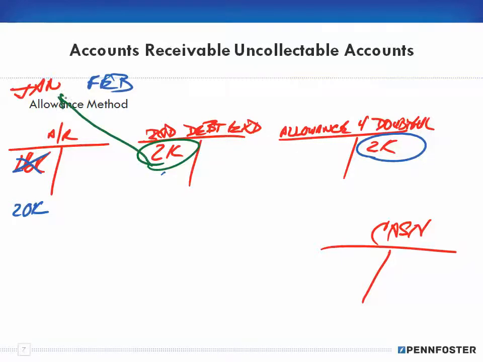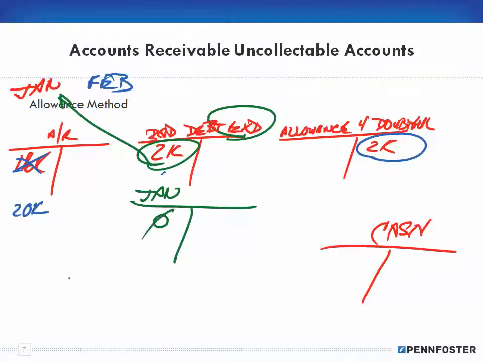the 2,000 in January, because it's an expense account, would be closed out. So at the end of January, my bad debt expense is going to have a zero balance in it, because that $2,000 will already be written off. My accounts receivable will still be $20,000 at the end of February, and my allowance for doubtful account will still be $2,000 at the end of February, because those are asset accounts, right? This bad debt expense is an expense account.